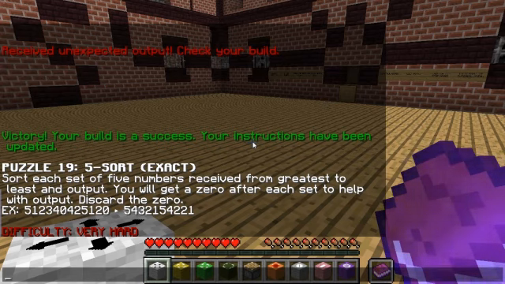Okay, there's 5 numbers and then a 0. So you'll always get 5 numbers. Whew. Okay. Wow. I think I will do this one in the morning.